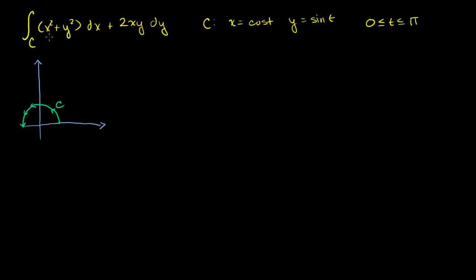So we can't just show that if f is a conservative vector field and it's a closed loop, the integral equals 0. This isn't a closed loop, so we can't apply that. But let's see if we can apply some of our other tools.